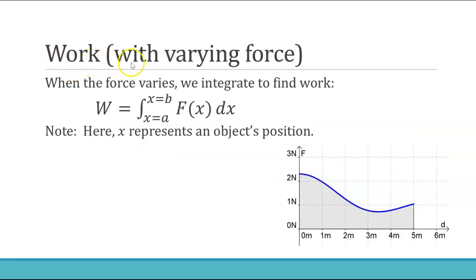Now let's talk about work with varying force. When the force varies, as opposed to staying constant, we must integrate to find work. The work formula becomes W equals the integral from x equals a to x equals b of the force function f of x dx. Note here, x represents an object's position. So we are integrating over the distance traveled, so that's finding the area underneath the force function over the distance traveled.